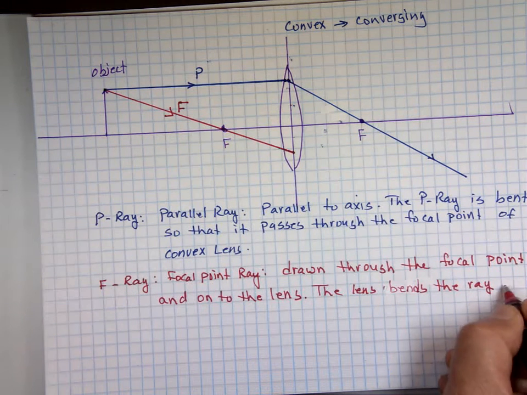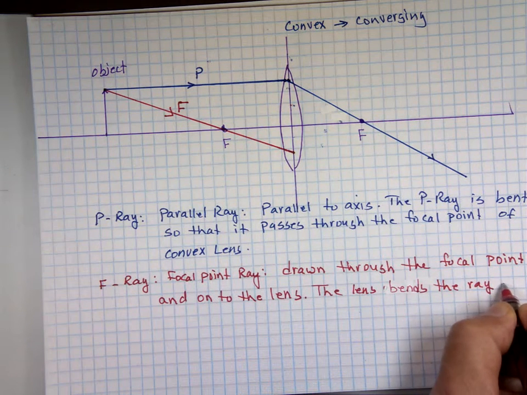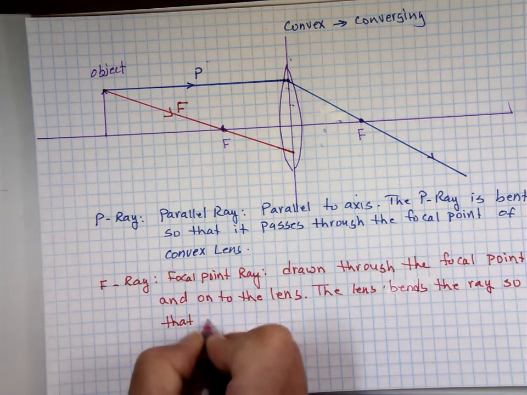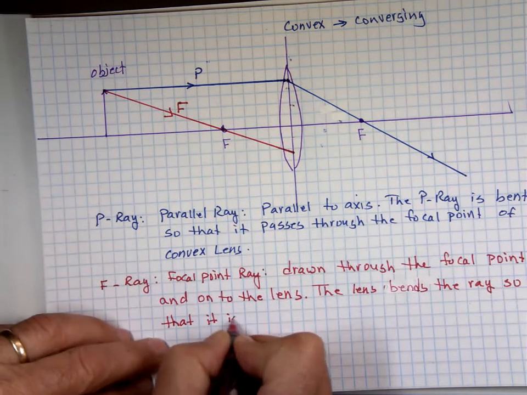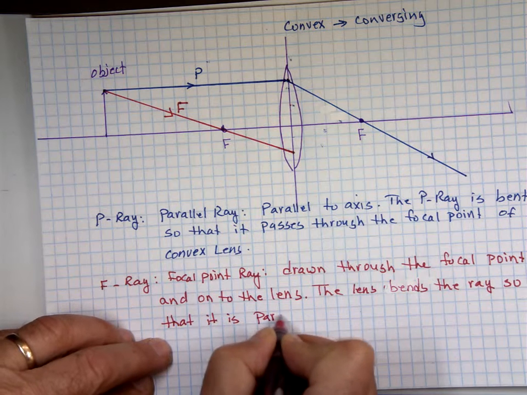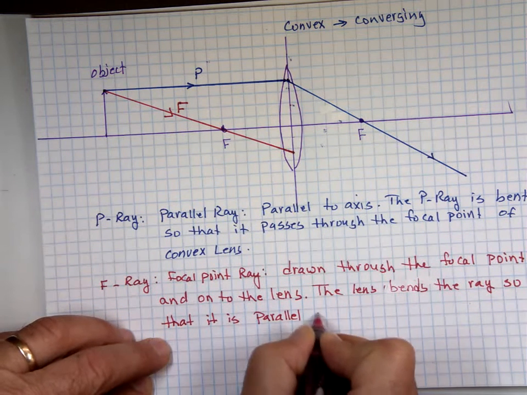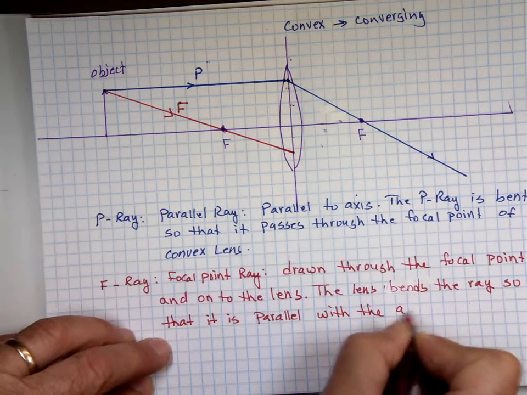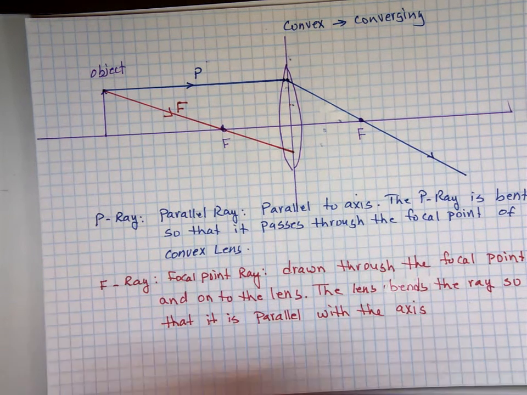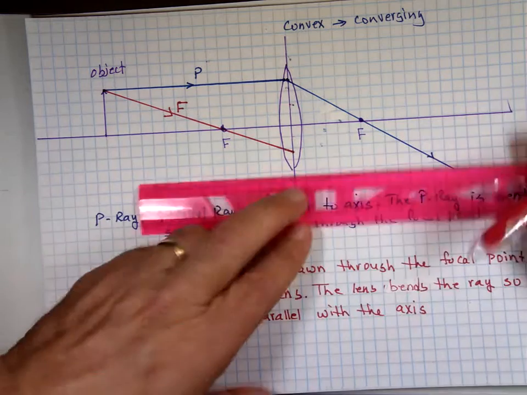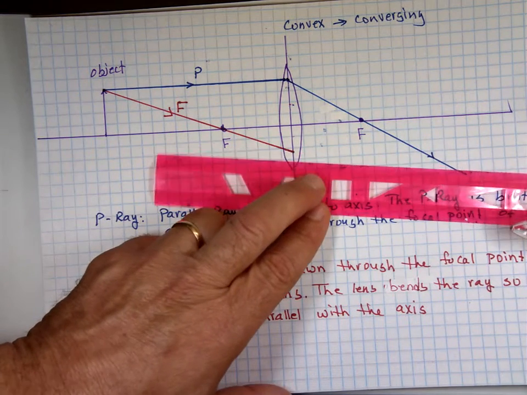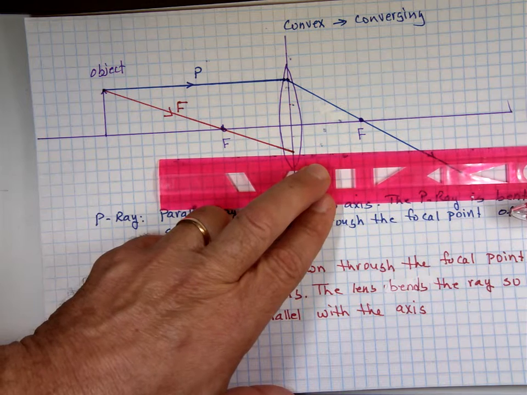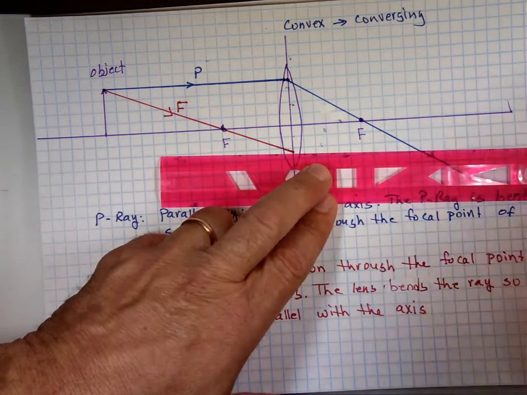And it comes out parallel, so that it is parallel with the axes. So when it hits that, it's going to come out parallel with the axes. Let's draw a parallel with the axes. It's going to bend it this way.